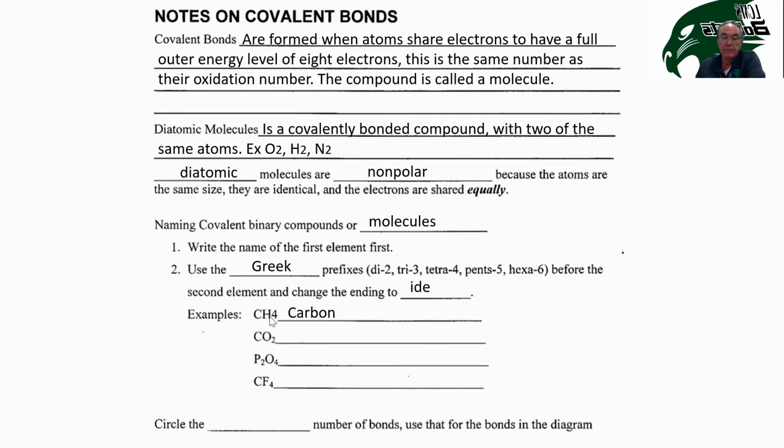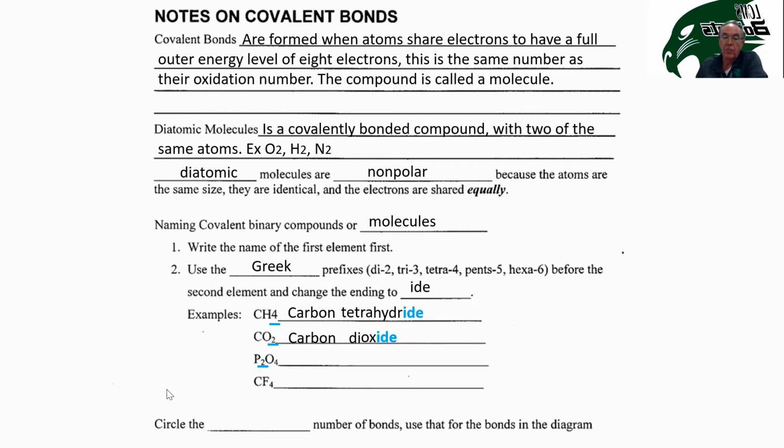So here's an example. We have carbon, and then there's 4 hydrogens. So we're going to say tetra, 4, and then hydride. We put IDE on the end of the second one, just like we did before. Here's another example. You have the name of the first element, which we never change. And then there's a 2. So the prefix comes before the element name. So we need to say 2 oxygens. So we say dioxide because we still put IDE on the end of the second element.